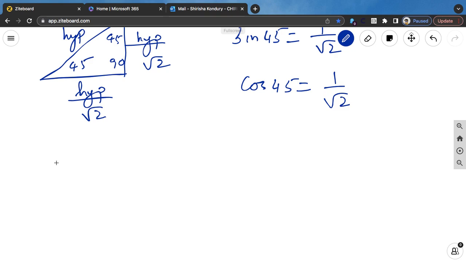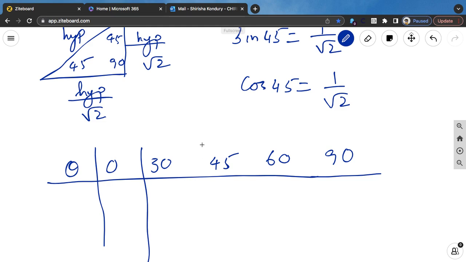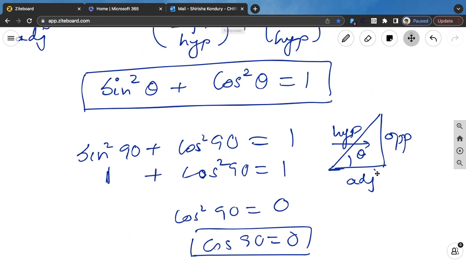So now let me rewrite these values, okay? Theta: 0, 30, 45, 60 and 90. Well, you may say you have not yet defined sine and cos for 0. Let us understand that. So we had said when the ladder is resting against the wall and if I start pushing the ladder towards the wall, theta will go on increasing, sine will go on increasing and cos will go on decreasing.